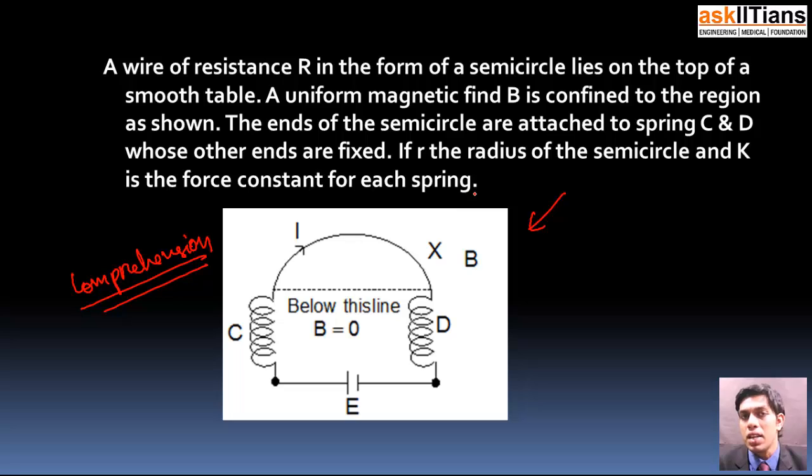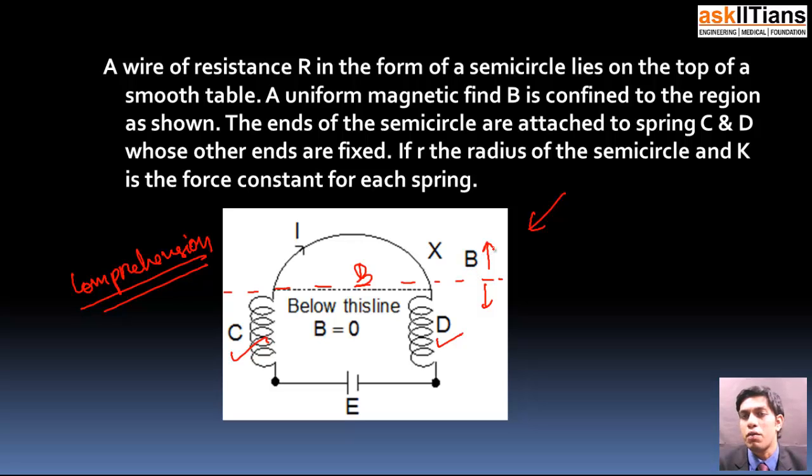A wire of resistance R in the form of a semicircle lies on the top of a smooth table. A uniform magnetic field B is confined in the region as shown. So B is over here, it's confined to this particular line. No B below that, and there is a definite B above it. The ends of the semicircle are attached to the springs C and D. So these are my 2 springs C and D, whose other ends are fixed.